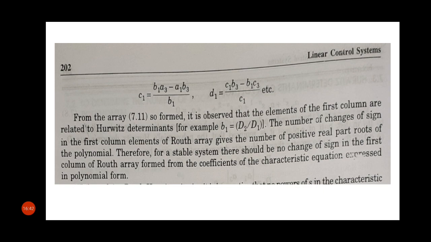Now we will discuss the drawbacks of this Routh-Hurwitz criteria. These difficulties are faced while applying it. First, an element in the first column of the Routh array is 0, and second, all the elements in one of the rows of the Routh array are 0. These two conditions I will discuss when I give examples of the Routh stability criteria.